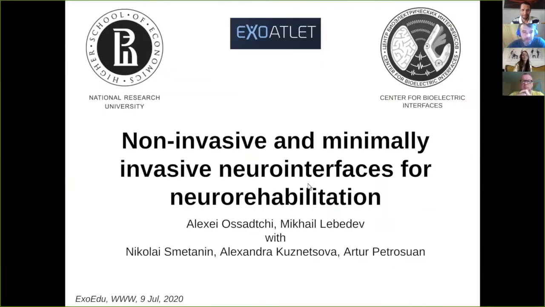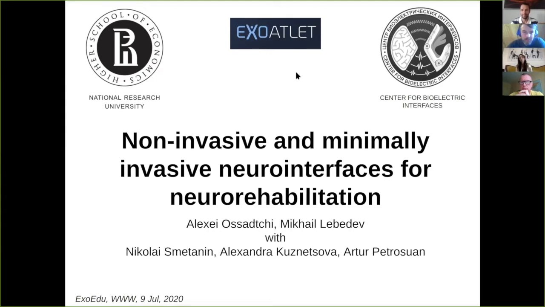They were developed together with this team and funded by the mega grant obtained by Mikhail Lebedev. It's a special grant for prominent scientists in Russia. With these funds, we have created a Center for Bioelectric Interfaces. It's all part of the High School of Economics in Moscow, and this is work done together with Ossadtchi.